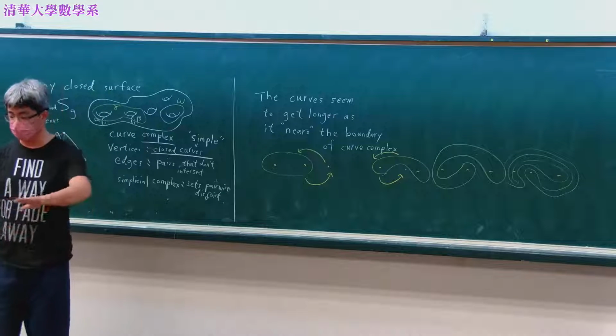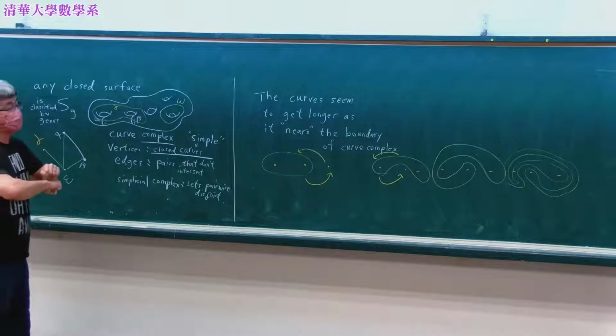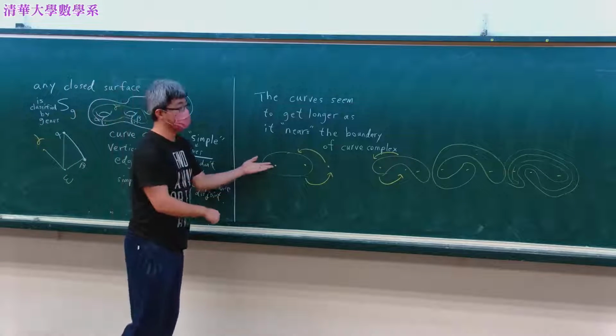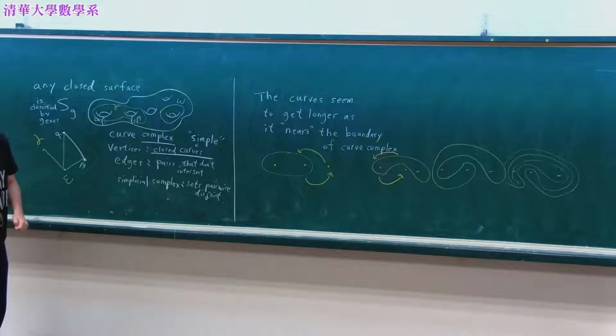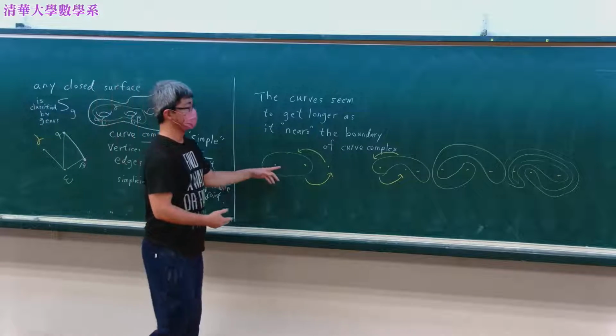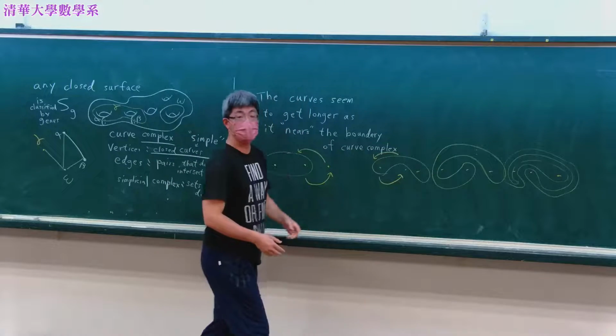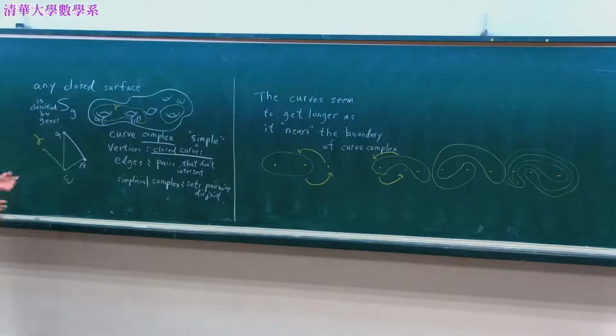If you've ever seen people making pastry, you take a piece of dough, flatten it, pull it out, bend it to the middle, then you pull it out again, then you bend it to the middle, and then you just keep on doing this. And the fact is, when you do this, what happens to a simple closed curve? It gets pulled around as you do this, and it gets very, very complicated. And Thurston realized that these curves are moving toward the boundary of the curve complex.